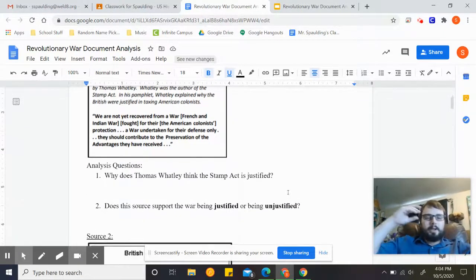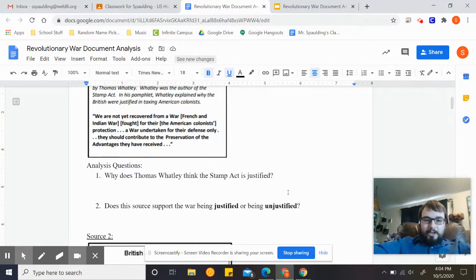Okay, so I'm going to be thinking about that. Let me look at my analysis question. First one, why does Thomas Whately think the Stamp Act is justified? Well, if I'm thinking about why he is saying the Stamp Act is justified, the guy that wrote it, he talks about how they just fought the French and Indian War for the Americans.